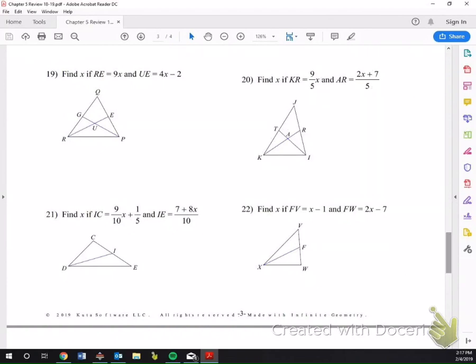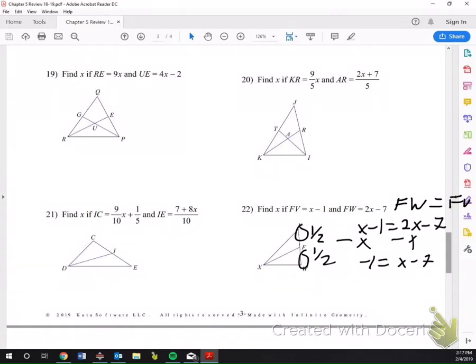Next problem, 22. We're looking at FV and FW. They're both on one side of the midpoint, which means they're equal to each other. So we subtract x from both sides. We get -1 equals x minus 7. We add 7 to both sides, and we get x equals 6.